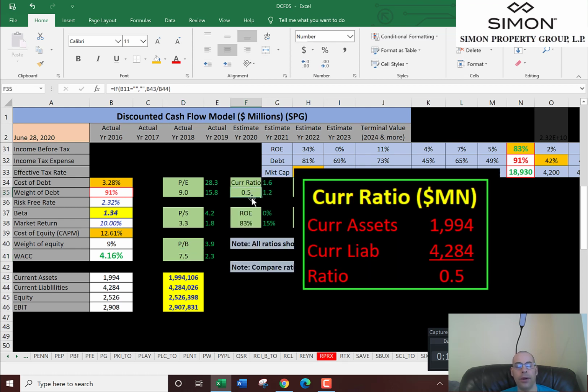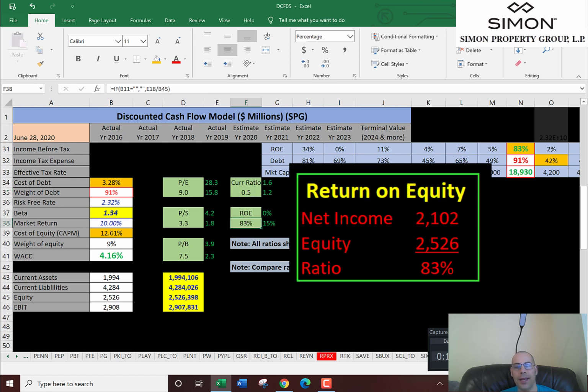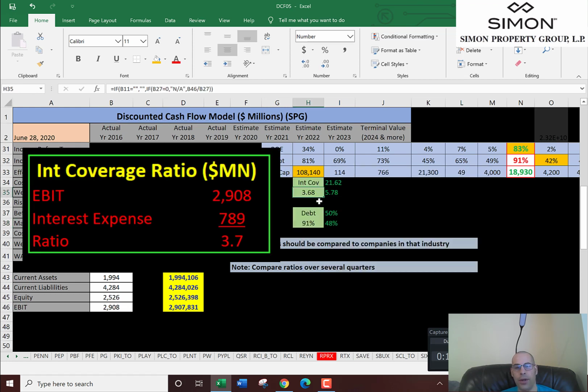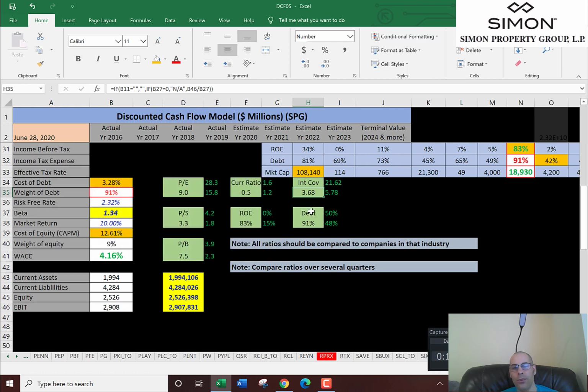They have a terrible current ratio. It's only 0.5. They can't even cover half their current liabilities, so they may need to take on more debt, which is not a good sign. ROE of 83%, they provide a great value to their equity holders. That's net income over equity. A good interest coverage ratio of 3.68, that means they could cover their interest payment more than 3.5 times. Not really sure why they have such low current assets. Maybe they're just really efficient and using their extra cash to buy new properties. Really high debt, 91%. That's not good at all.